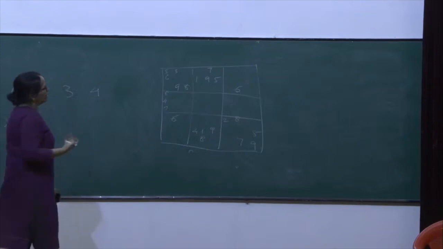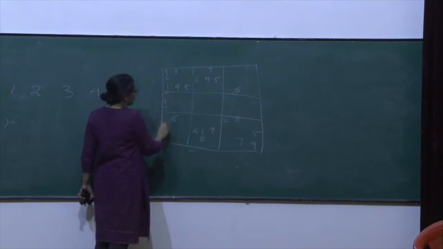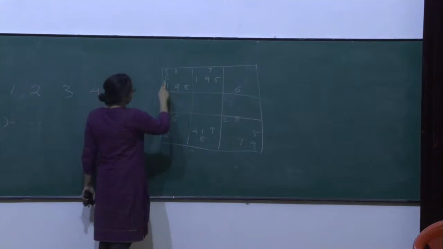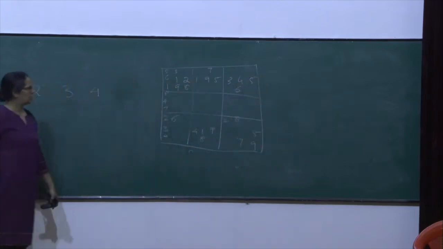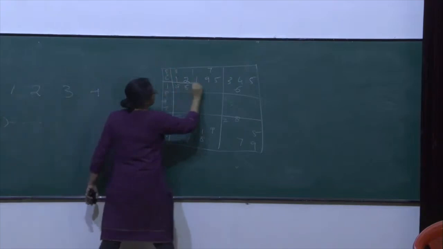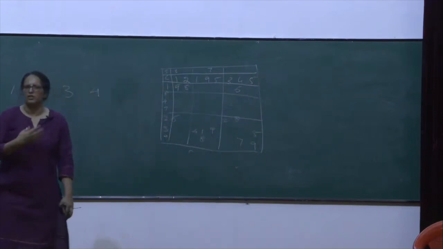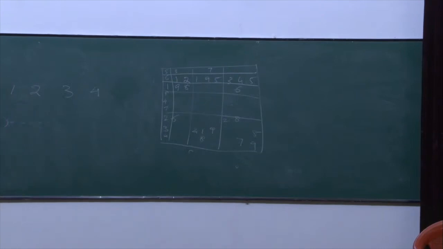Okay, so I'm just going to put in some numbers. Maybe I'll just put 1, 2, 3, 4 here. And so I've got one column. I'll just fill in one more row. Again, I'll put in 1, 2, 3, 4, 5. So I've just filled in this column and this row with some numbers. Of course, you can continue this process and fill it with as many numbers as you want. But this is not the solution. Obviously, it's not the solution.